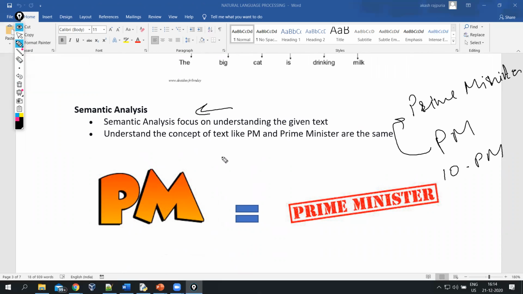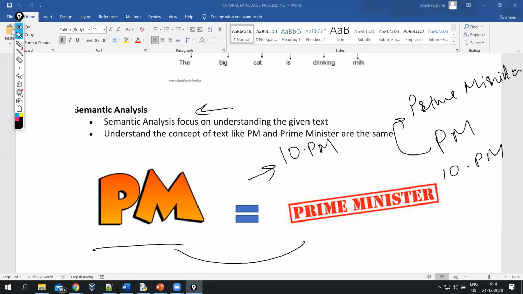It understands the text, like what words are following the prime minister and all other things. After that it understands that pm refers to prime minister and not to 10 p.m. Just like you can understand the difference between 10 p.m. and prime minister, in the same way a machine can also understand this.